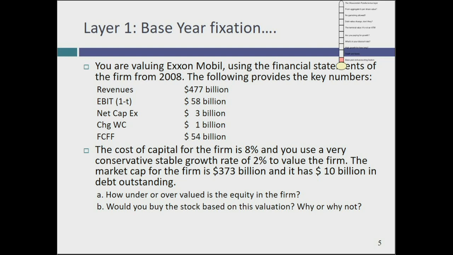It's going to be 54 divided by 0.08 minus 0.02, which is 0.06. That's $900 billion. Either you've got the most undervalued stock in history, or we're missing something big. There are only three numbers I use: free cash flow to the firm, cost of capital, growth rate. One of those numbers must be off to be this far above the market price. So which of those three numbers do you think is the culprit?